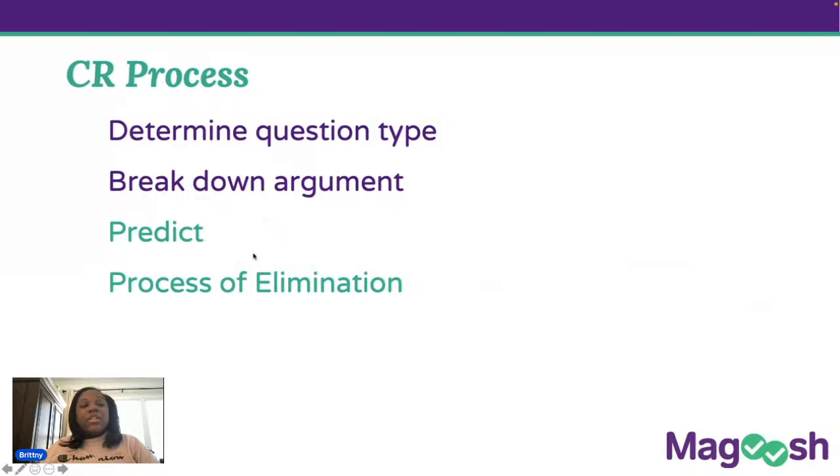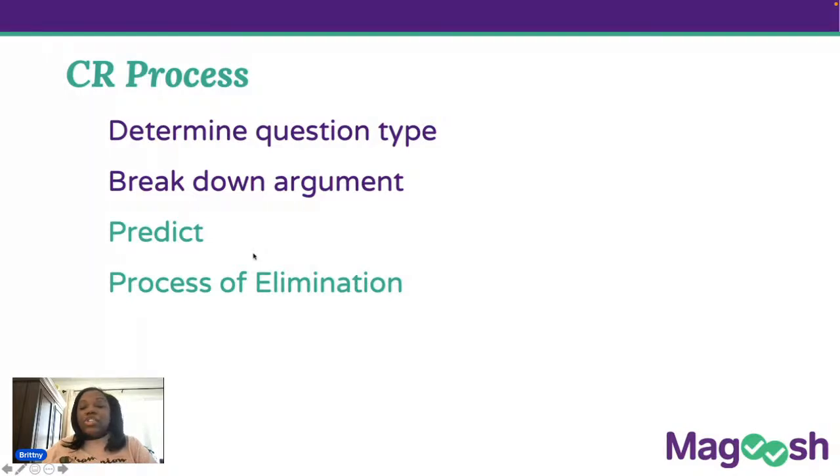All right, so we talked about the CR process, right? The first thing you do is determine the question type. We talked about that second because I really wanted to establish how to break down the argument. You can't really look at the question type until you know at least the argument, at least when you're learning this process. But when you're approaching the question, the very first thing you want to do is determine the question type, which is more than likely one of the four we just talked about, but again, could be a different one.